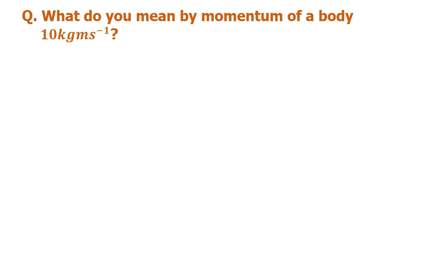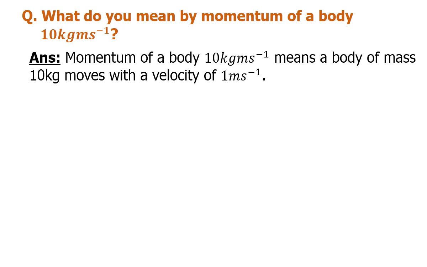What do you mean by momentum of a body 10 kg meter per second? It's a very important comprehensive question for you. As we know that momentum is the product of mass and velocity, so we can easily write down the answer of that question. That means the momentum of a body 10 kg meter per second means a body of mass 10 kg moves with a velocity of 1 meter per second.